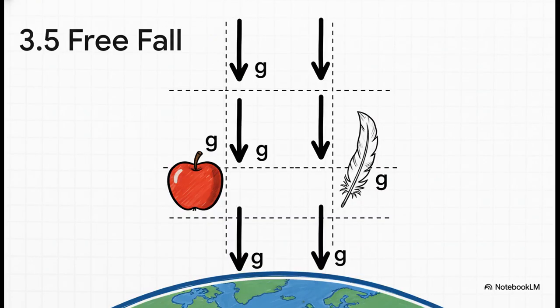And free fall is a perfect real-world example of constant acceleration. If we ignore air resistance for a moment, any object falling near the Earth's surface accelerates downward at a constant rate. We call that g, and it's about 9.81 meters per second squared.